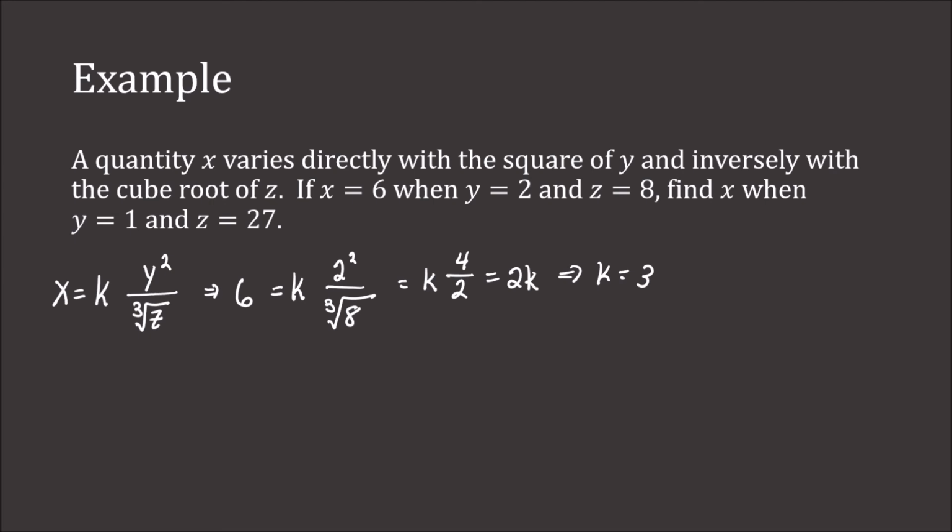So our model: x is equal to 3 y squared all over the cube root of z. So x, when y is 1 and z is 27, we get 3 times 1 squared all over the cube root of 27, and this is simply 1.